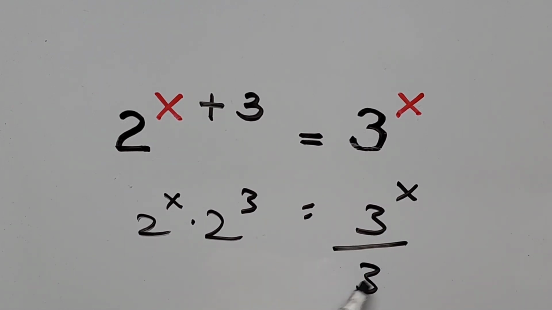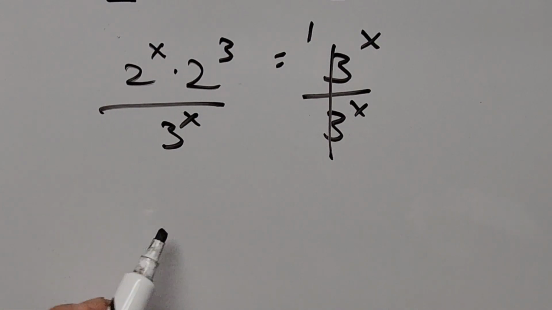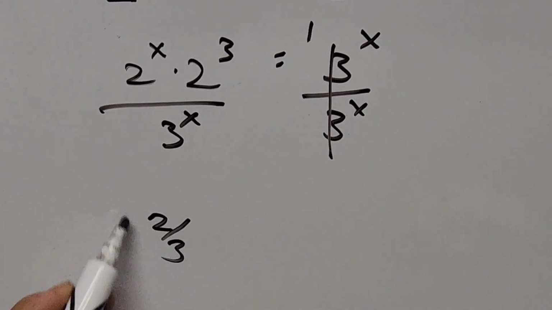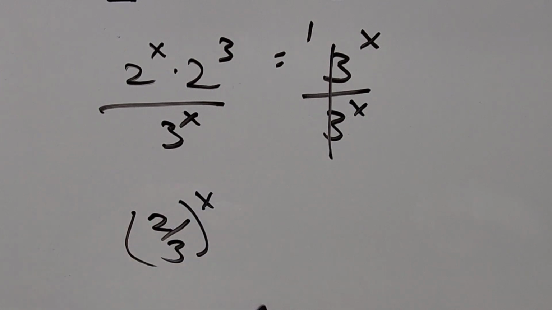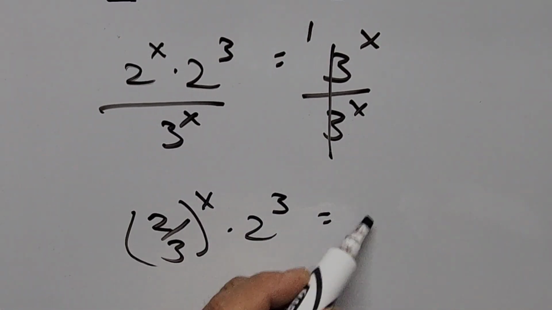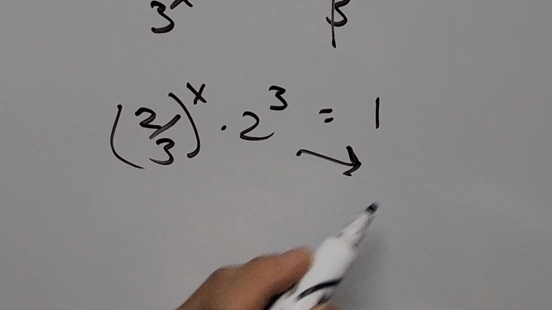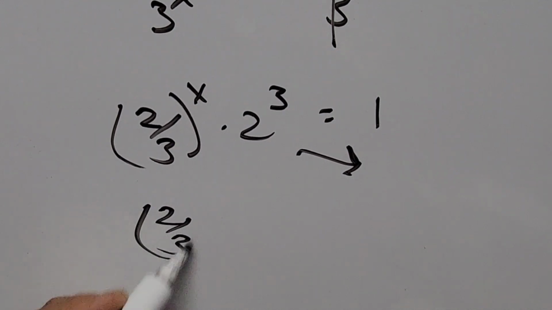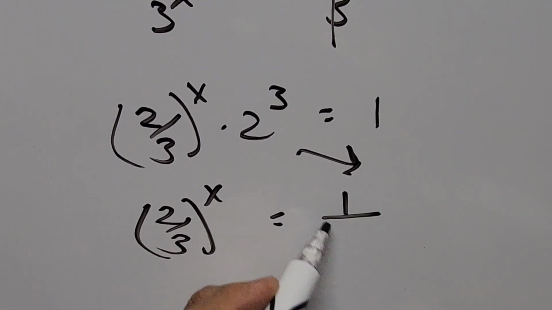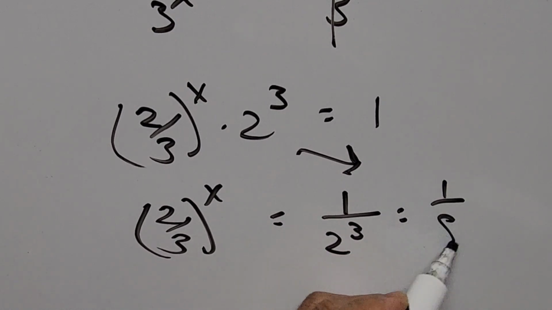Simplify further, divide by 3 to the power of x both sides of the equation. This is now 1, and 2 divided by 3 is now 2 over 3 to the power of x, since they both have the same exponent, times 2 cubed equals 1. Transposing the constant to the right, so this is now 2/3 to the power of x is equal to 1 over 2 cubed, or is equal to 1 over 8.